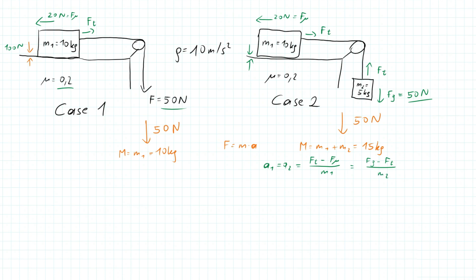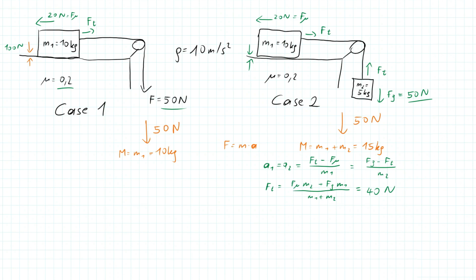Now you can use this to get an explicit expression for the tension force Ft. So if you solve this last equation for the force Ft, what you get is Ft equals (F mu m2 plus Fg m1) divided by (m1 plus m2). And we can now insert this into one of these expressions, but it's also quite interesting to compute this tension force explicitly. And if you do that, it turns out to be equal to 40 Newton.